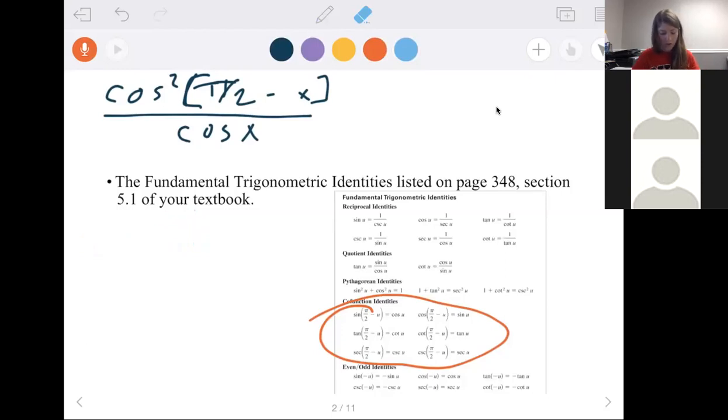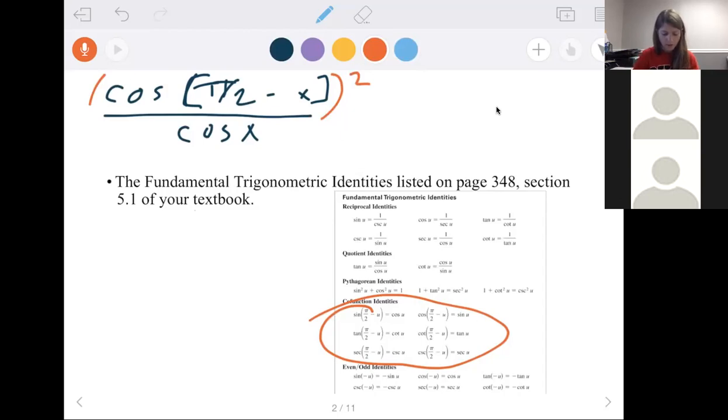Now, when we see this cosine squared and then our bracket, I want you to think about that as cosine of pi over 2 minus x, and then move the squared on the outside. It's really saying do the cosine of that and then square it. So when we're thinking about transforming using our cofunction identities, think about cosine as your inner function and squaring as your outer function, almost like we're doing a sequence and doing composition.